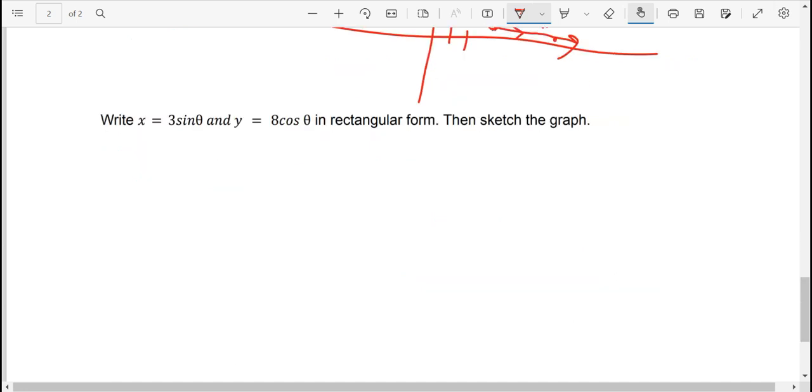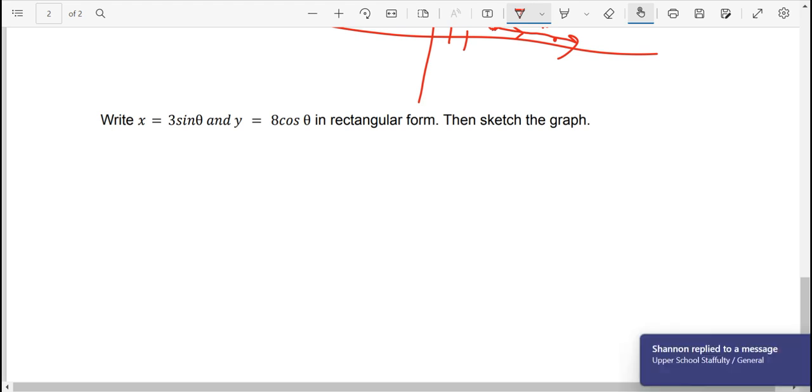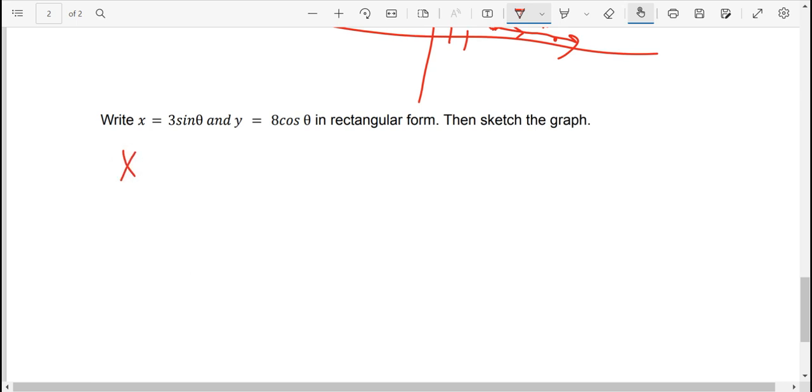All right. So we got x equals 3 sine theta and y equals 8 cosine theta in rectangular form. So what we got to do in this problem is, in order to eliminate the parameter, we need to square both sides because we can't just get theta alone. So we're going to square both sides. This 9 sine squared theta, y squared equals 64.